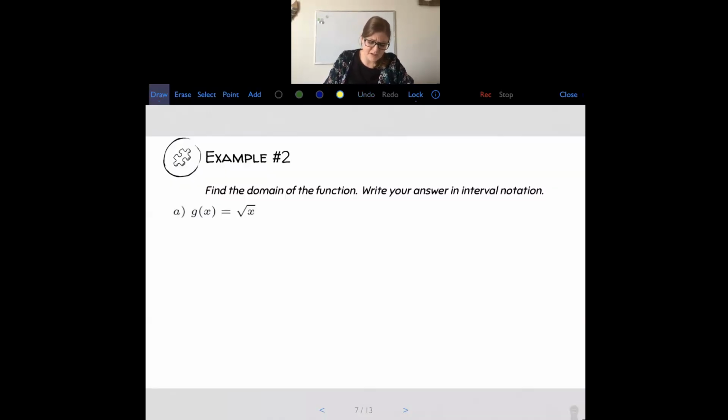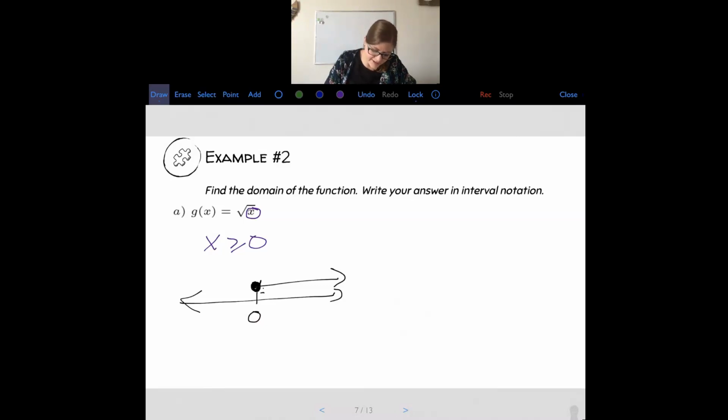Example 2, find the domain of the function, write your answer in interval notation. Here we have the square root of x. x can be 0 or positive, so one way to write this is x is greater than or equal to 0. There's nothing to solve here, but we do need to write it in interval notation. I like to use number lines to write in interval notation. Here's 0. 0 is included, so I'm going to put a closed circle there. And anything that's bigger, so this would point to the right.